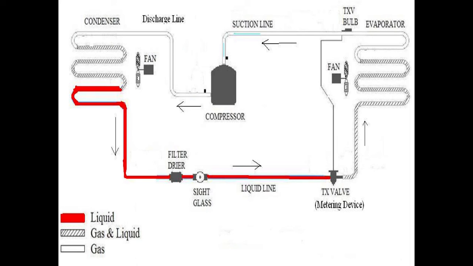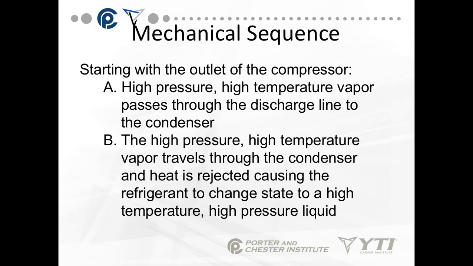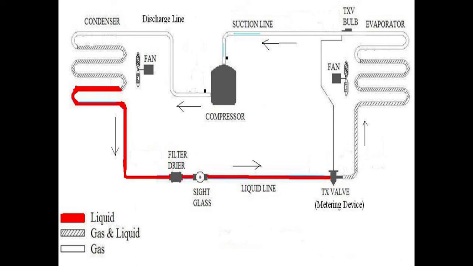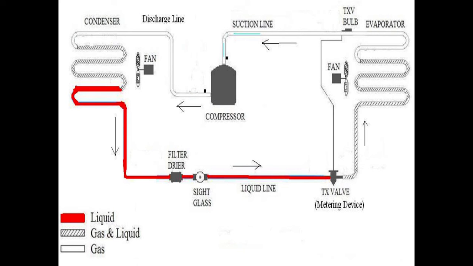So we have, again, four sides of the system. We have our one that we just looked at, high and low, and then we also have the liquid and gas. You've got to know these. So we have a mechanical sequence that happens in a refrigeration cycle. And again, if you can refer back to the handouts, you'll be able to follow along with this.